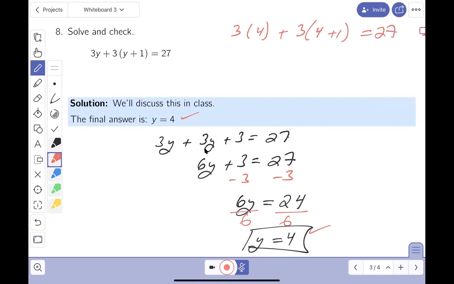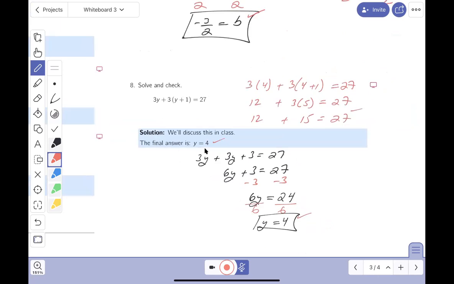27. Let's see if this is true. Well, 3 times 4 is 12. And 3 times, well, 4 plus 1 is 5, right? 3 times 5 is 15. And lo and behold, 12 plus 15 is in fact 27. All right, let's go to number 9.